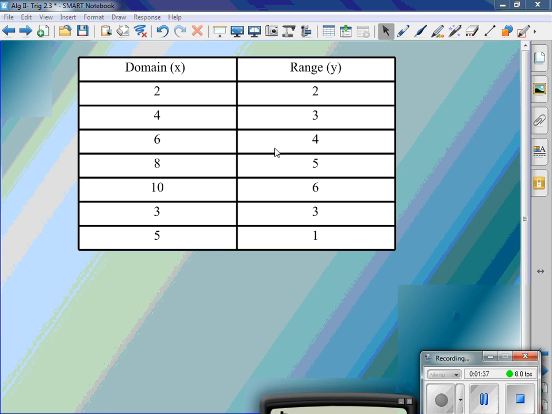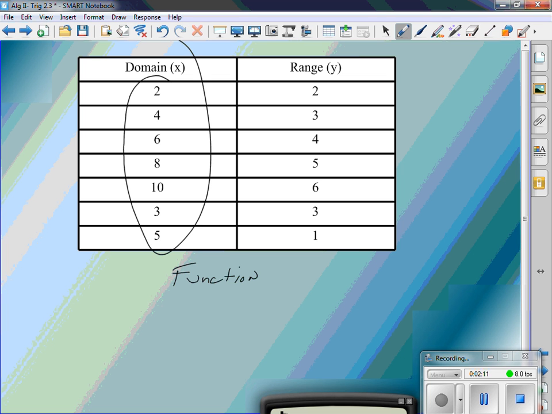Looking at this set of numbers, we need to look at the domain. For every domain value, there can only be one y. Does 2 repeat? We're only looking at the domain. Does 2 repeat? 4, or 6, 8, 10, 3, or 5. None of my domain repeat. This is a function. I look at the domain. None of the domain values repeat. It is a function.